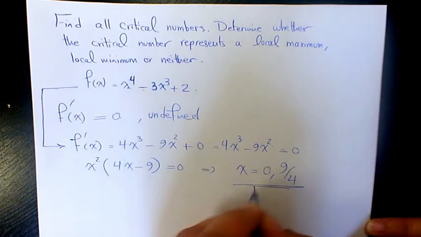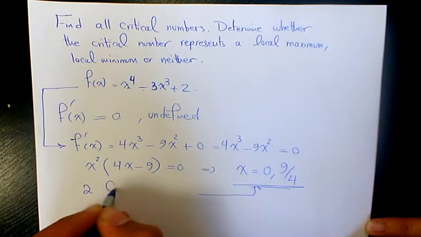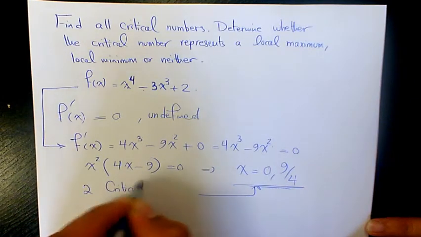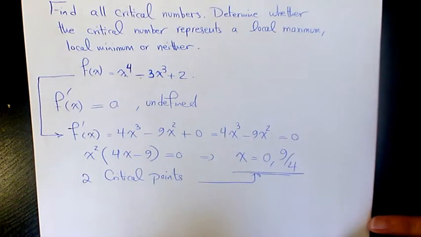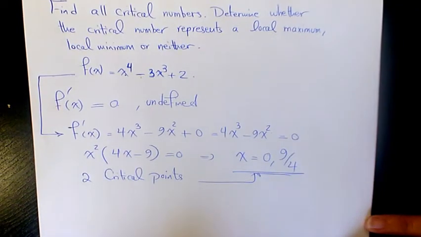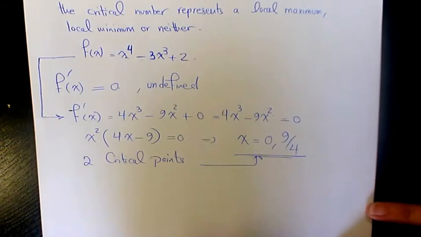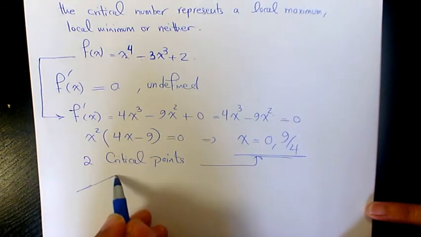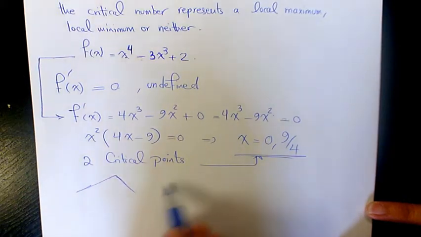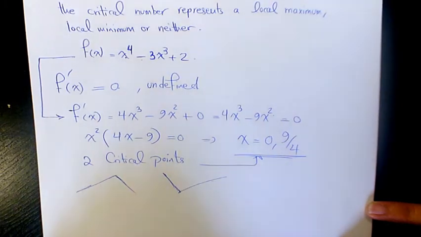So we have two critical points or numbers. Now we need to figure out which one is local minimum, which one is local maximum, or neither. You know, local maximum is when to the left of it the function is increasing and then it's decreasing. Local minimum is going to be when it is decreasing and then increasing.